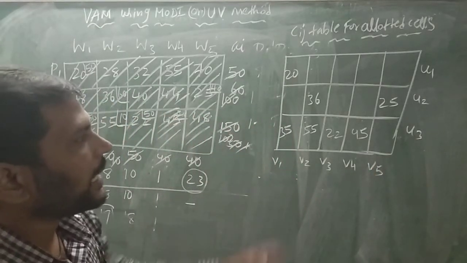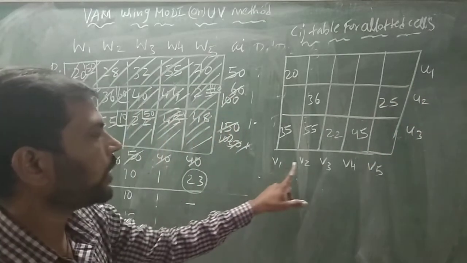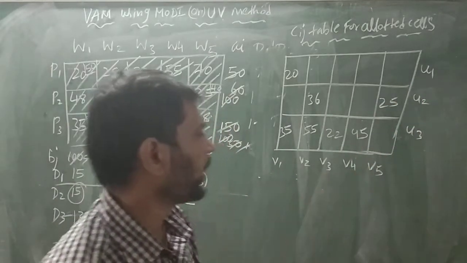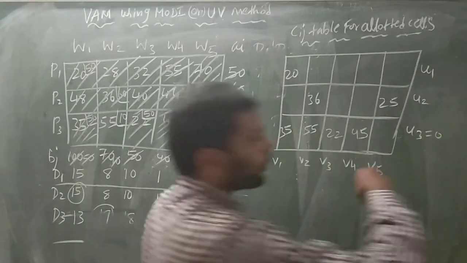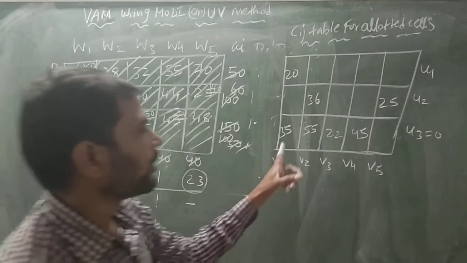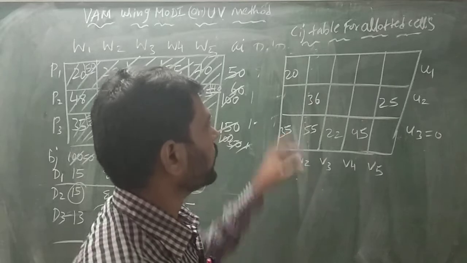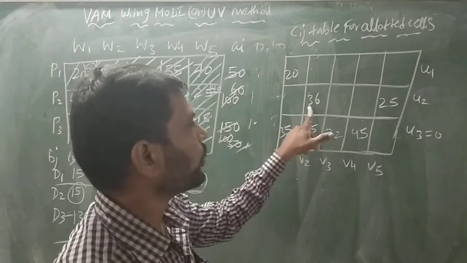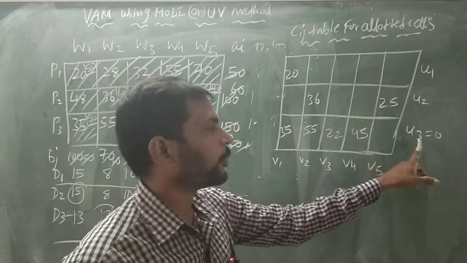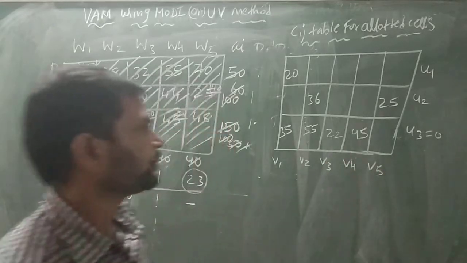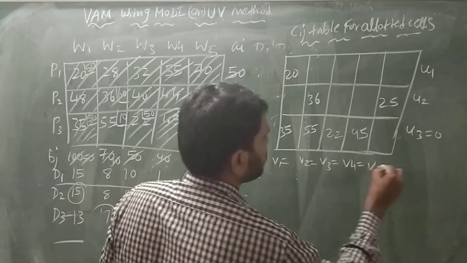So I enter U1, U2, U3 for every row and V1, V2, V3, V4, V5 for every column, and I put U3 equal to 0, because here the maximum allotment is in the third row. In the first row there is a single allotment, the second row has 2 allotments, and the third row has 1, 2, 3, 4. That's why I put U3 equal to 0. So next we have to find the other values.